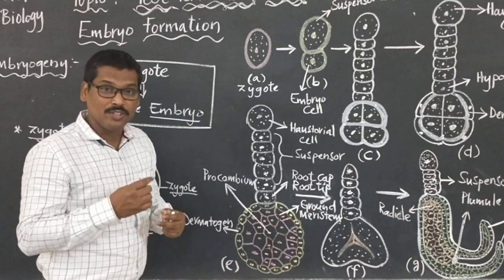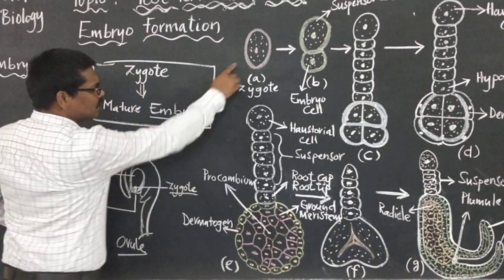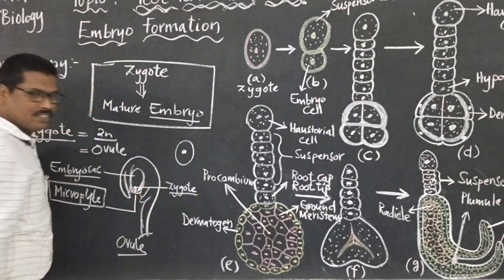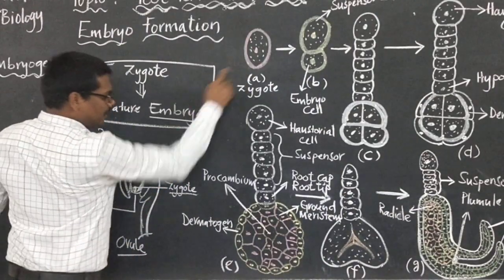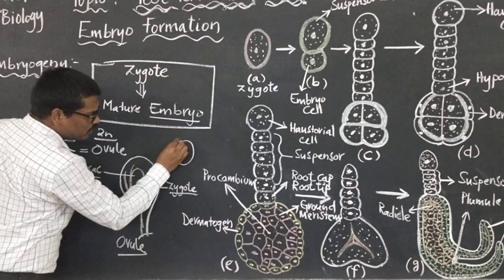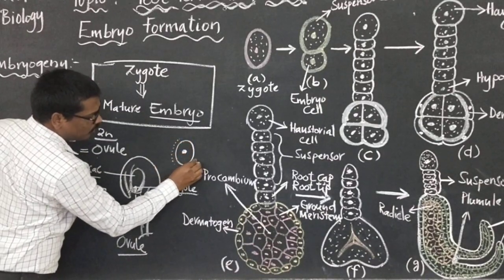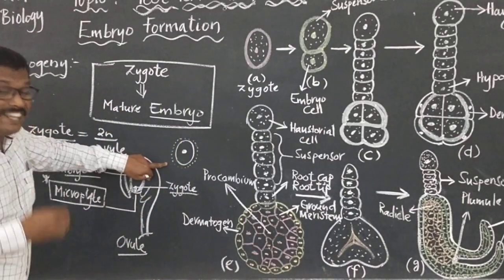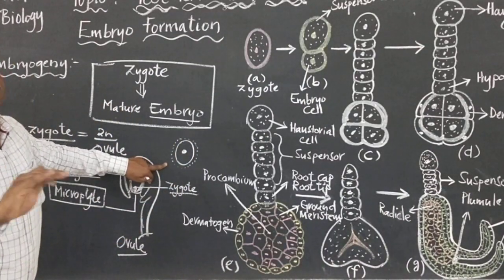It produces a cellulose wall. So the same diagram I am showing here, just imagine that this is the zygote now. This is the zygote. This zygote is producing what now? A cellulose wall. They say that this cellulose wall is produced during unfavorable conditions.